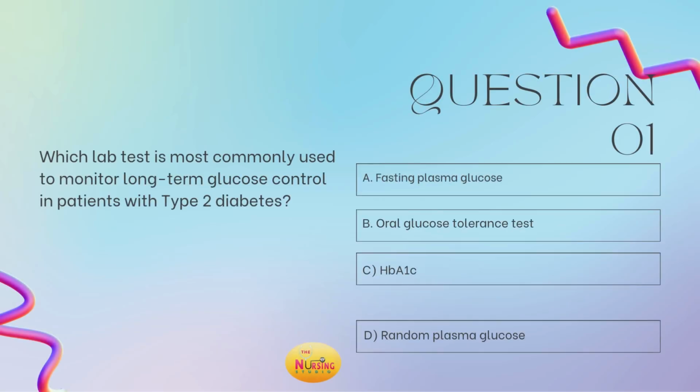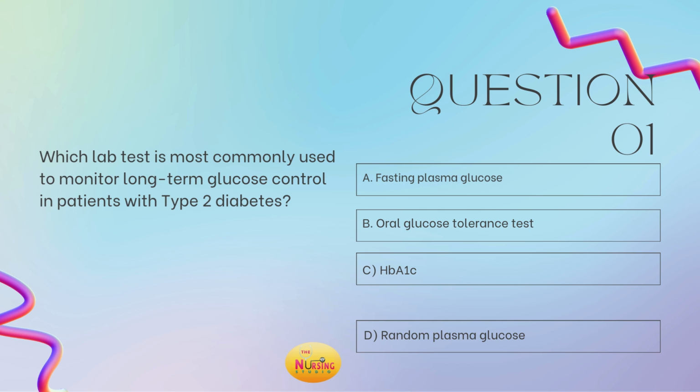Question number one, as we continue our diabetic series of questions, states: which lab test is most commonly used to monitor long-term glucose control in patients with type 2 diabetes? Is it A, a fasting plasma glucose? B, oral glucose tolerance test? C, hemoglobin A1C? Or D, a random plasma glucose? Take a moment and tell me what you got in the comments, you guys.